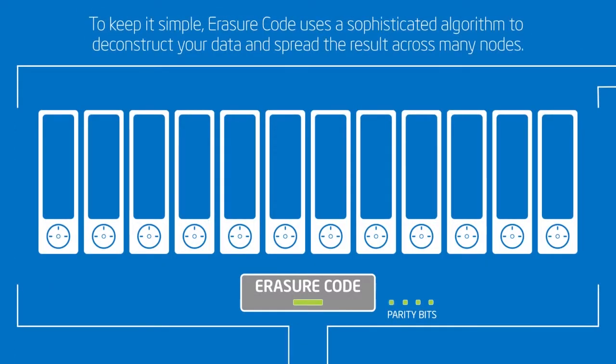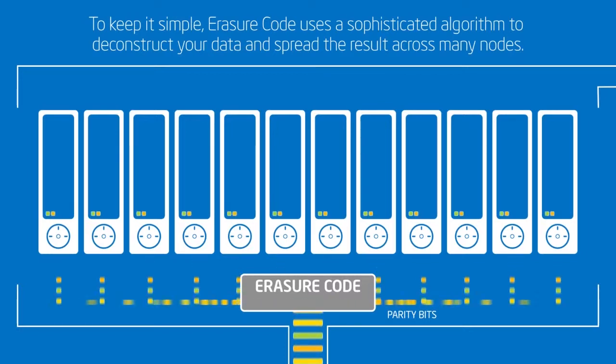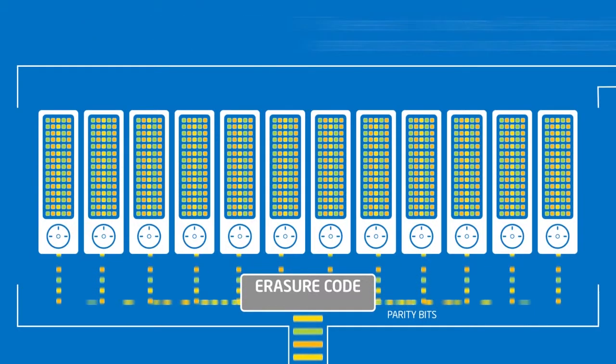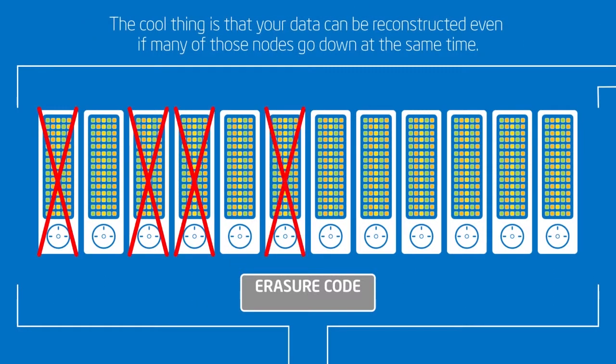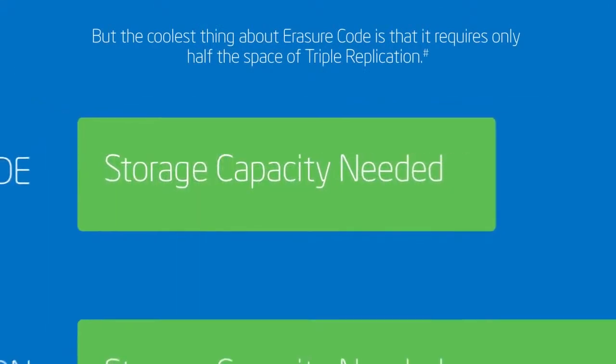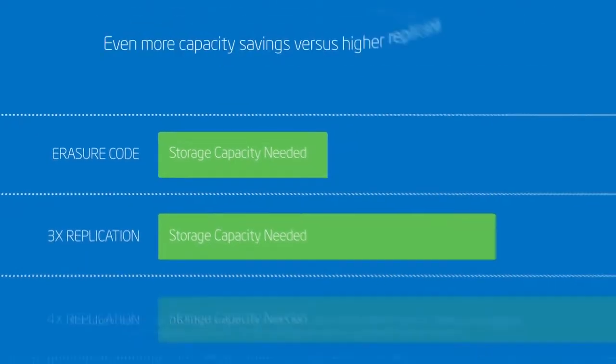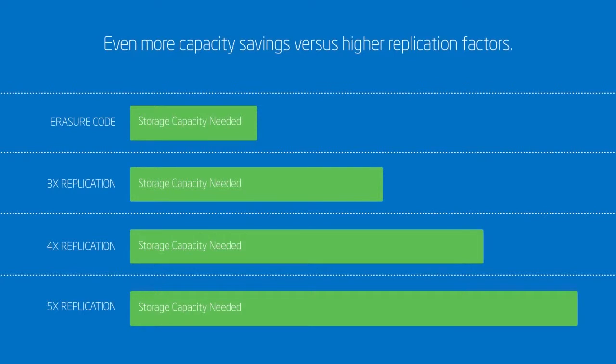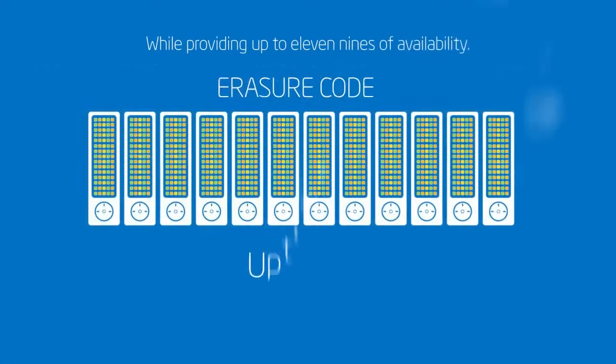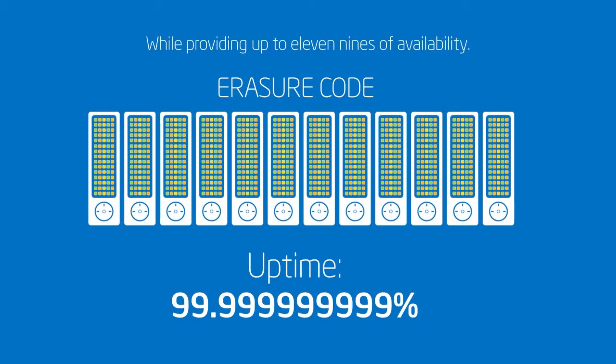To keep it simple, Erasure Code uses a sophisticated algorithm to deconstruct your data along with additional parity bits, and then spreads the result across many nodes. The cool thing is that your data can be reconstructed even if many of those nodes go down at the same time. But the coolest thing about Erasure Code is that it only requires half the space of triple replication, let alone even more capacity savings versus higher replication factors, all while providing up to 11 nines of availability.